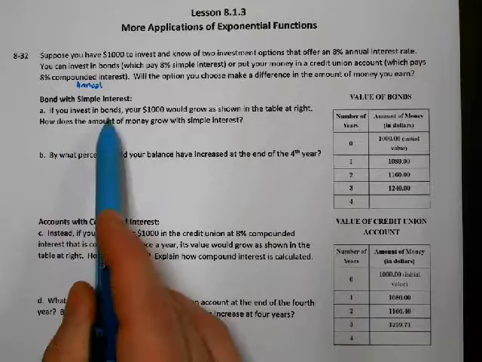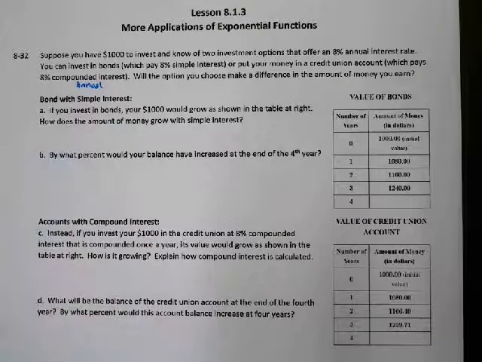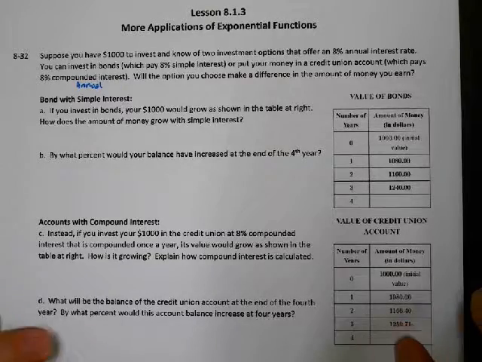So let's look at a bond with simple interest. A bond is basically where you loan somebody money and they tell you, okay, I'm going to pay you for the loan of the money that you gave me. So every year I'm going to pay you a percent of what you let me borrow. And then eventually they give you the money that they borrowed from you. You'll get your $1,000 back eventually, but every year that they don't give it back to you, you get a certain percentage.